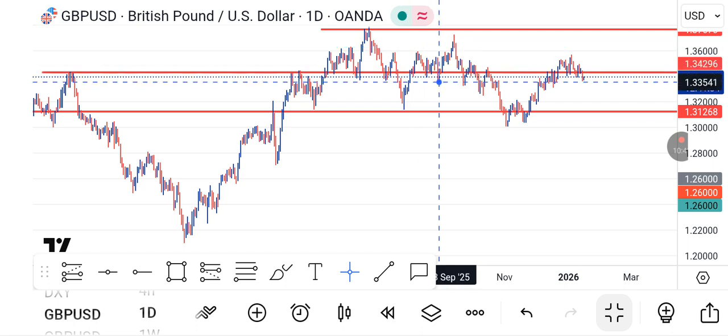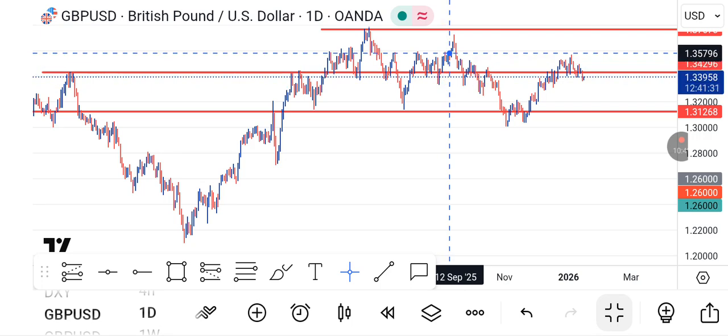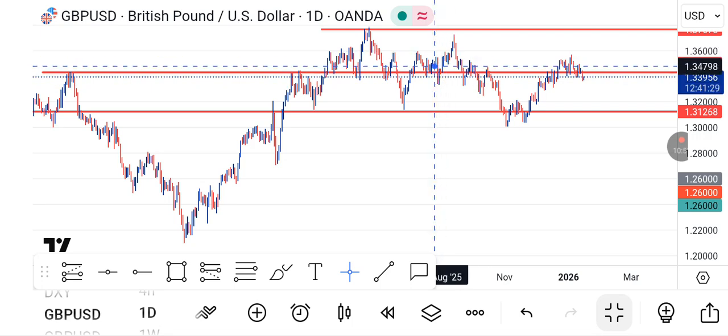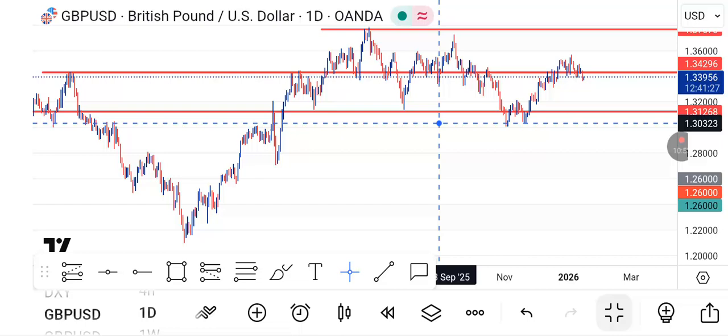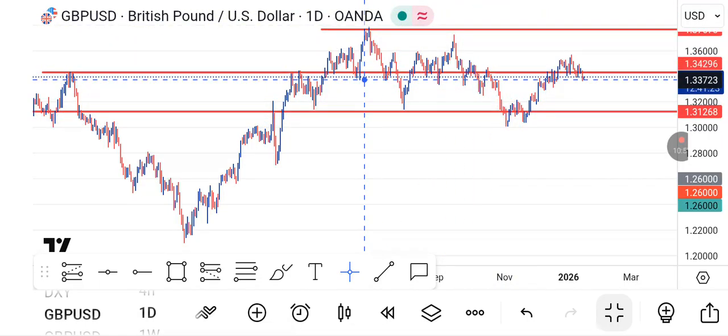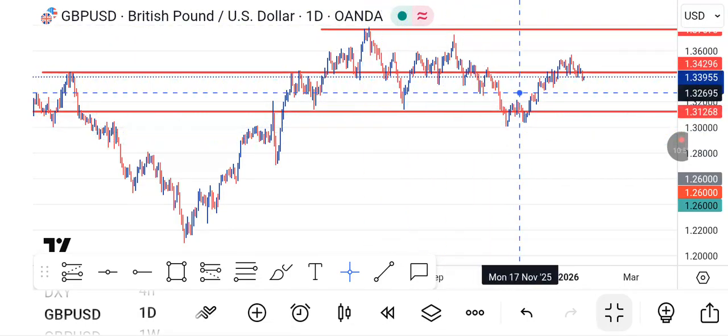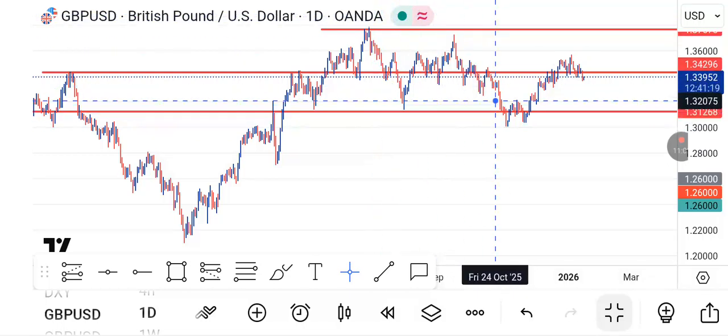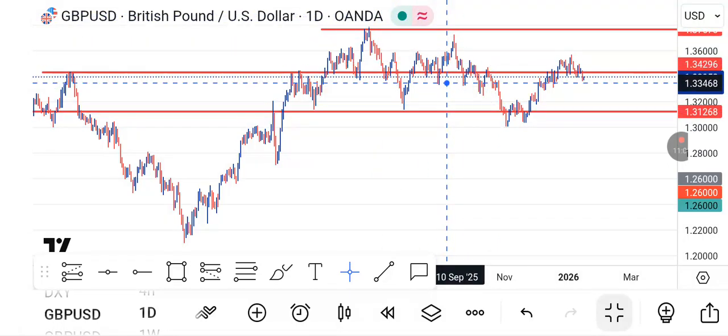So here now, this pattern has been moving like this since, I think, November or something. Yeah, it was moving like this in October, November. It's been moving like this for some months now, with no clear direction.